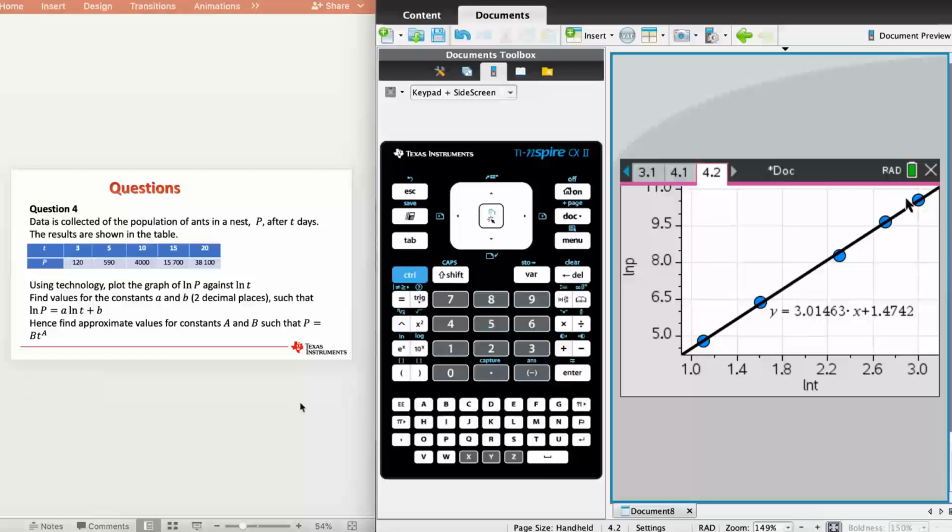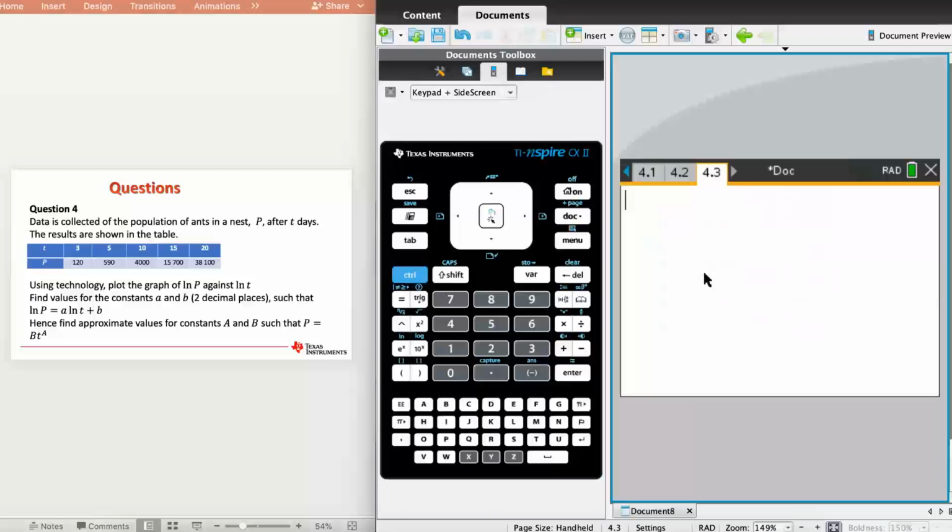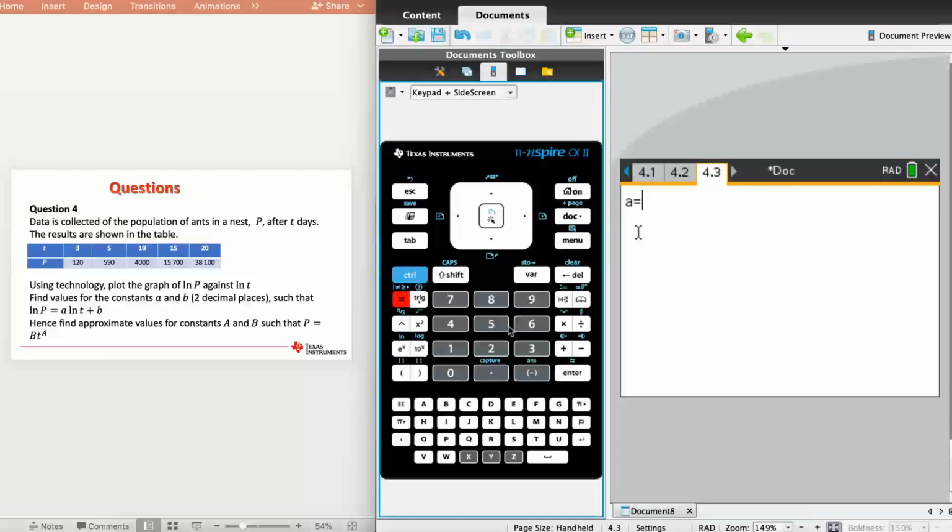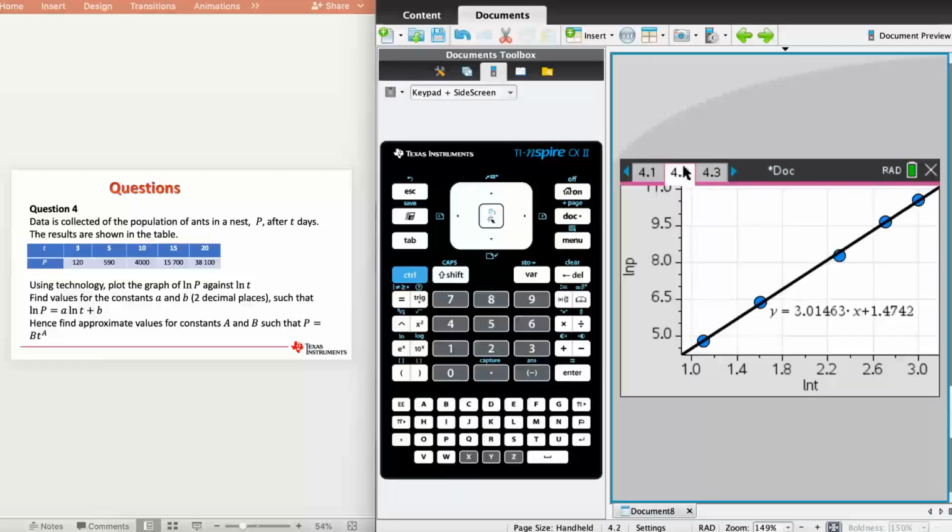So the next part is really information that I'm going to have to work out probably on a piece of paper. So I found the value of A to be 3.01. Let's look at this on a notes page. So we found A is 3.01 and B is 1.47.